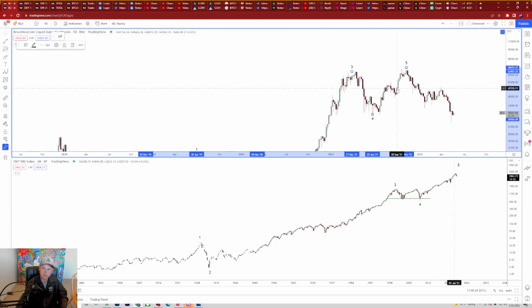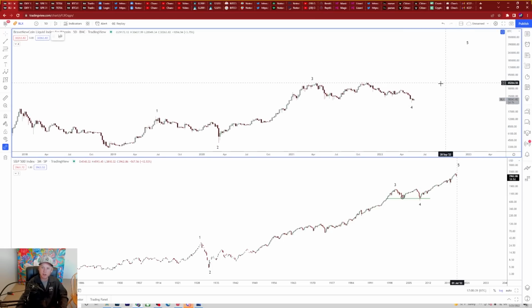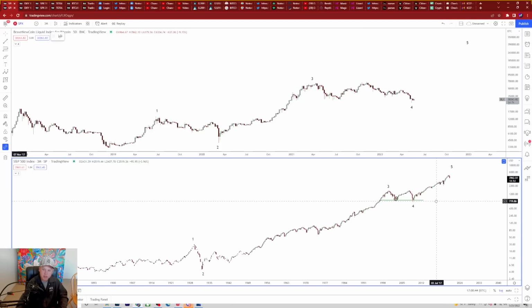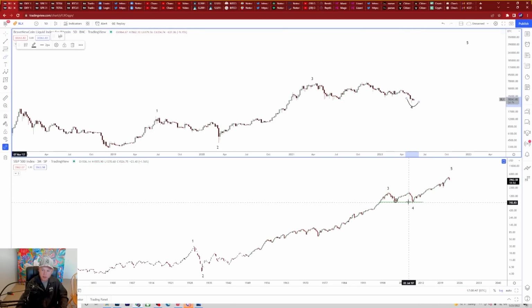I don't think that this was an impulsive structure. I think that this was a corrective structure, and it wasn't done. Our correction wasn't done because we ended up getting a sweep of the lows here. And so I still believe that we're going to get our wave 5. We're still missing this move here in our big picture of Bitcoin, right? And I believe that that's what's ultimately going to materialize.